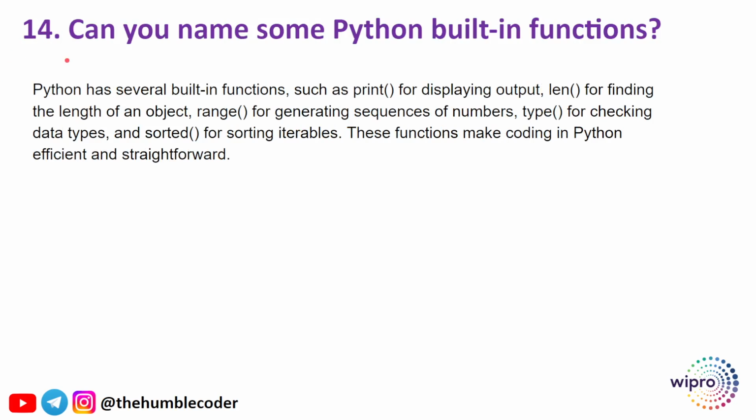Moving on to the next question now, which is, can you name some Python built-in functions? Okay, so the answer for this question will be: Python has several built-in functions such as the print function for displaying output, the len function for finding the length of an object, the range function for generating a sequence of numbers, the type function for checking data types, and the sorted function for sorting iterables. These functions make coding in Python efficient and straightforward.